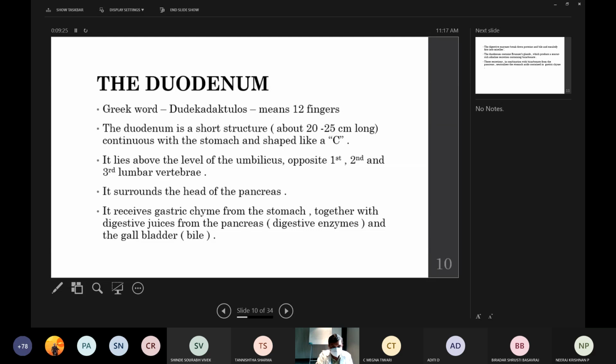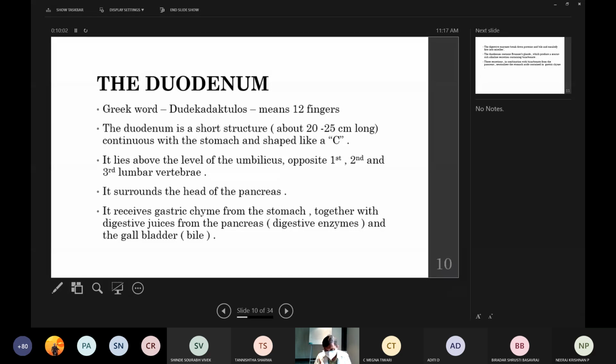This duodenum lies above the level of the umbilicus, opposite the first, second, and third lumbar vertebra. It surrounds the head of the pancreas. Understand? The duodenum is the most dilated, fixed part of the small intestine, which is present in the form of a C around the head of the pancreas. It is the continuation of the pyloric part of the stomach.